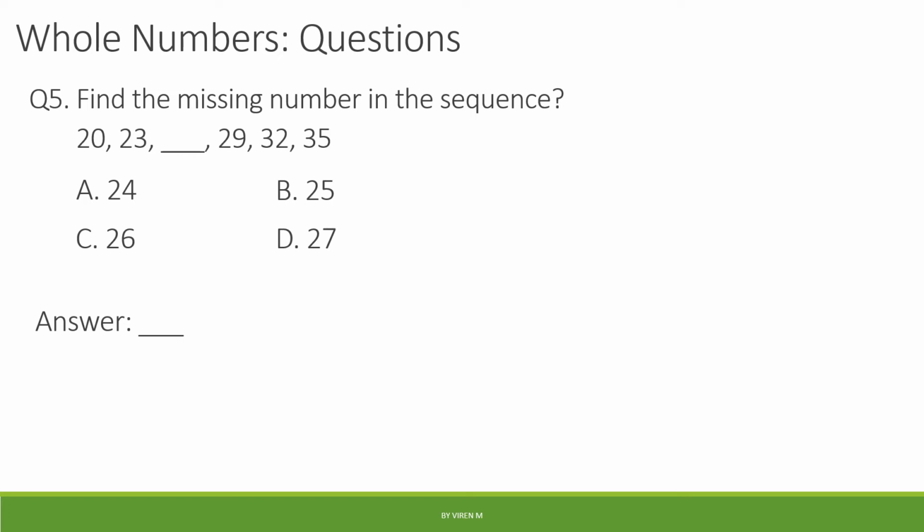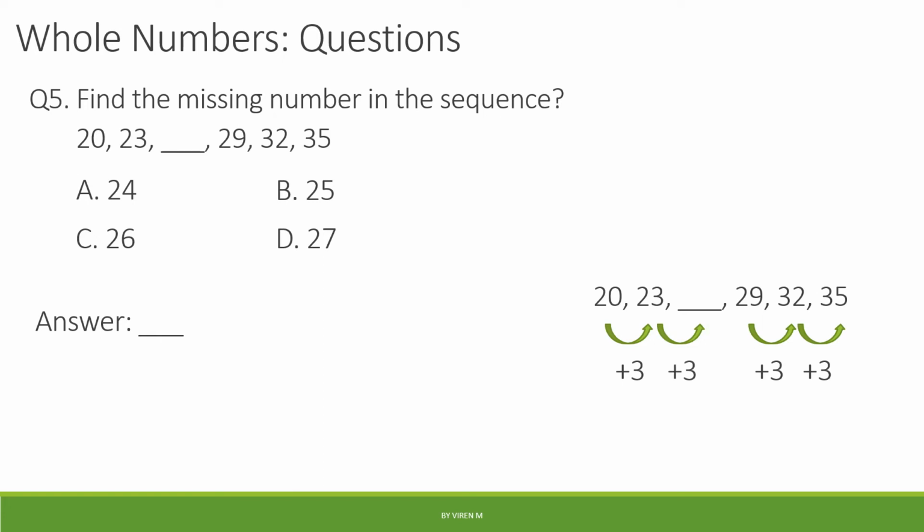Okay, let's look at how we can solve this question. The sequence we are given is as follows. If you observe, the difference between each number in the sequence is 3, or plus 3. Since it is increasing, it is plus 3. So we have to find what 23 plus 3 is. 23 plus 3 is 26. So our answer is 26, which is option C.